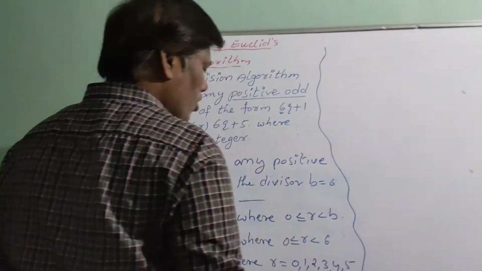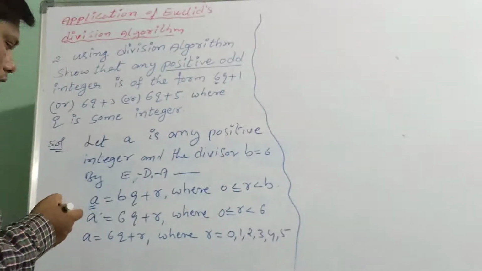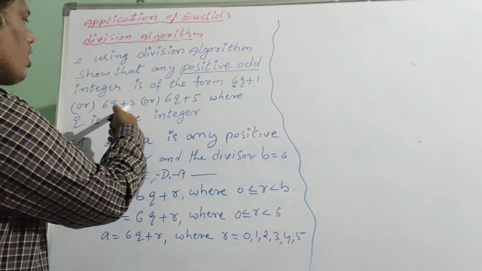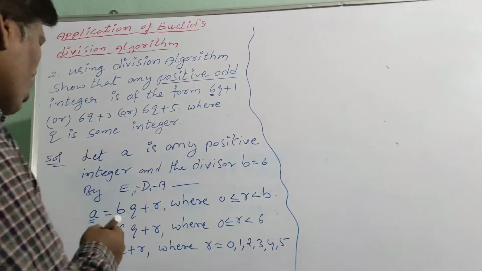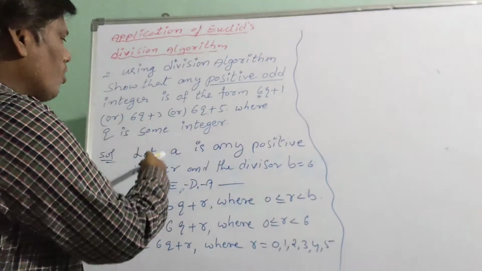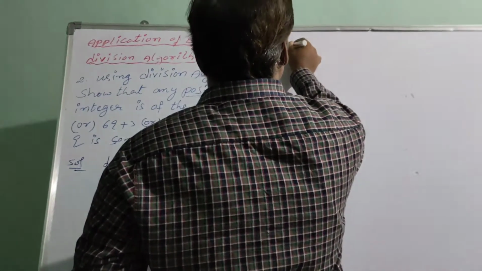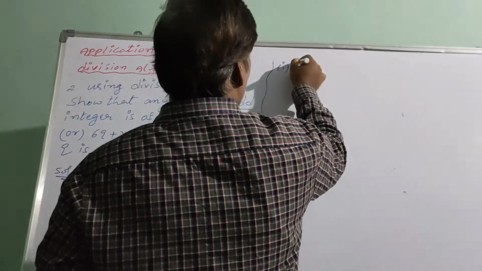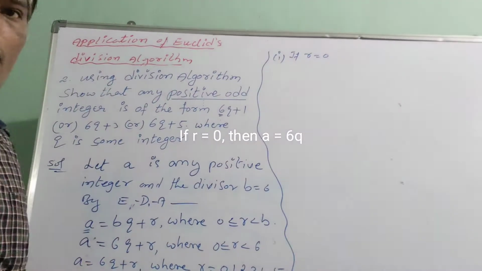In each of the cases we have to verify the number a, whether it is in the form of 6q plus 1 or 6q plus 3 or 6q plus 5. In each case we have to see in which case the number a is in the form of 6q plus 1, 6q plus 3 or 6q plus 5. Let us see the first case. In the first case, if the remainder is 0.